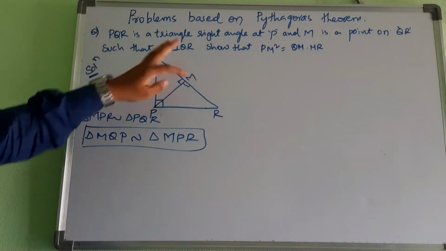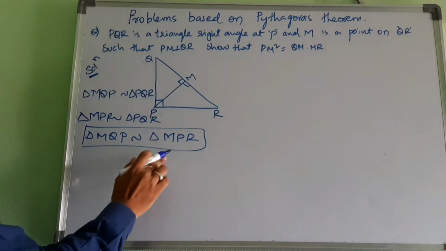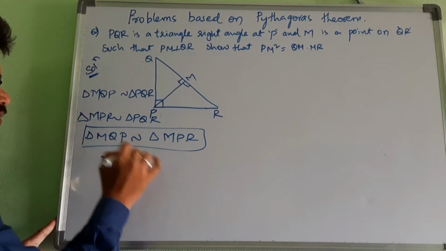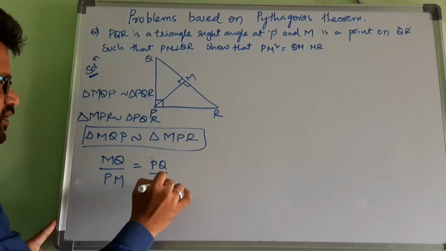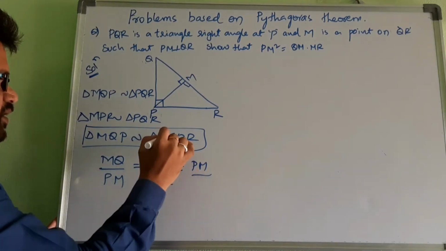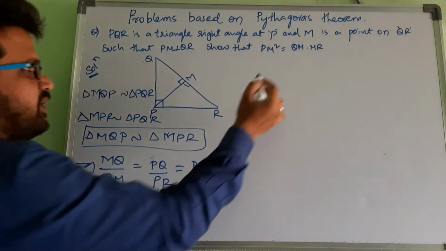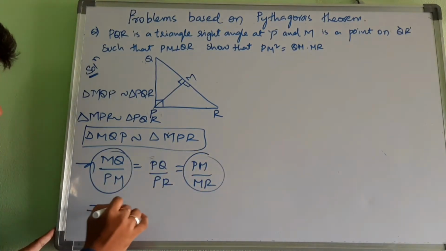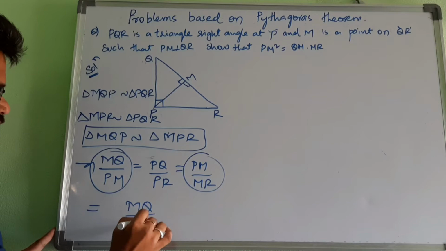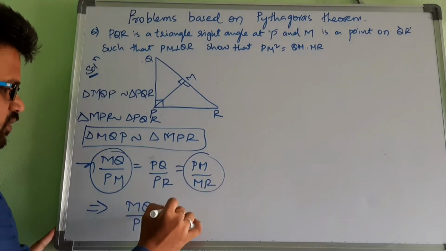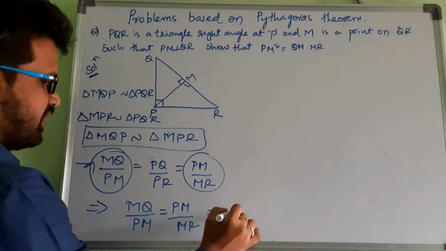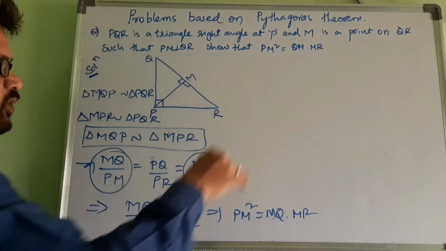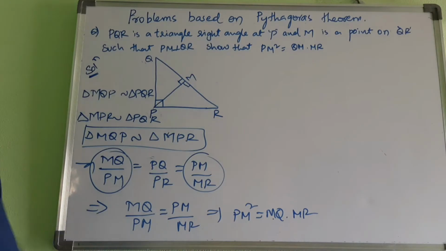I wrote here how to write the similar parts. If these two triangles are similar, corresponding sides are proportional, that is MQ by PM is equal to PQ by PR is equal to PM by MR. We need PM square is equal to QM into MR. PM is there in both, so MQ by PM is equal to PM by MR. That implies PM square is equal to MQ into MR, which is QM into MR. This is the solution. Note this down.